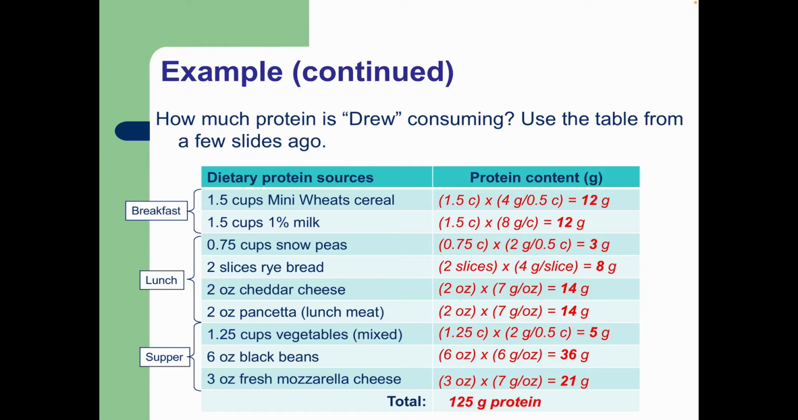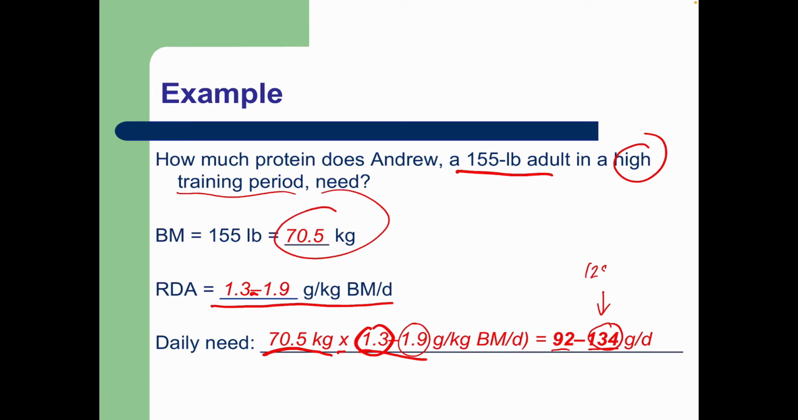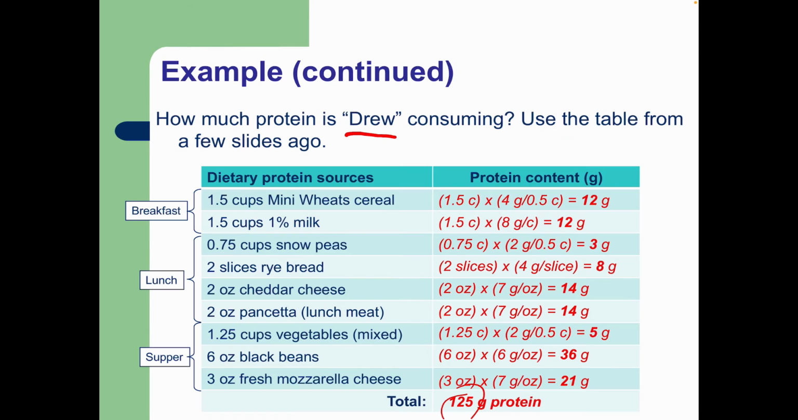So again, here's an example of a high protein diet. Well, not an example, but we can see his range. So 125, so he's within the range, but we'll get to that soon. This is how you can multiply it. So 1.5 cups of mini wheat cereal: 1.5 times 4 grams per 1.5 cups is 12 grams. You can see he's getting high protein through his dairy products, meat products, vegetables, as well as seeds. We can see his largest source is his black beans and the cheese.